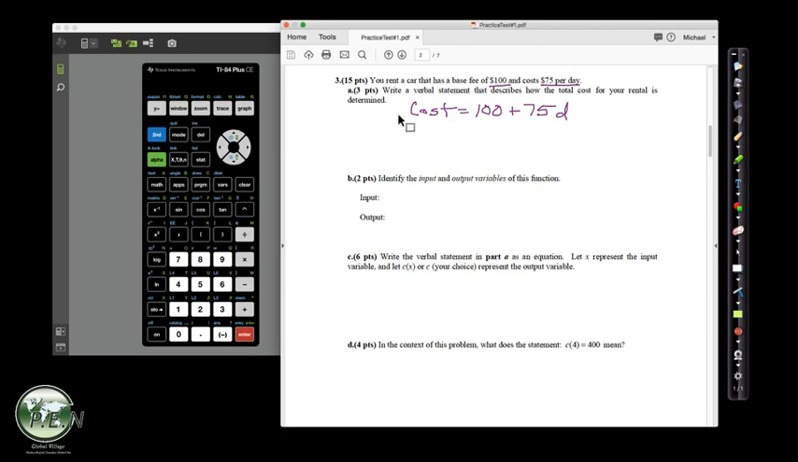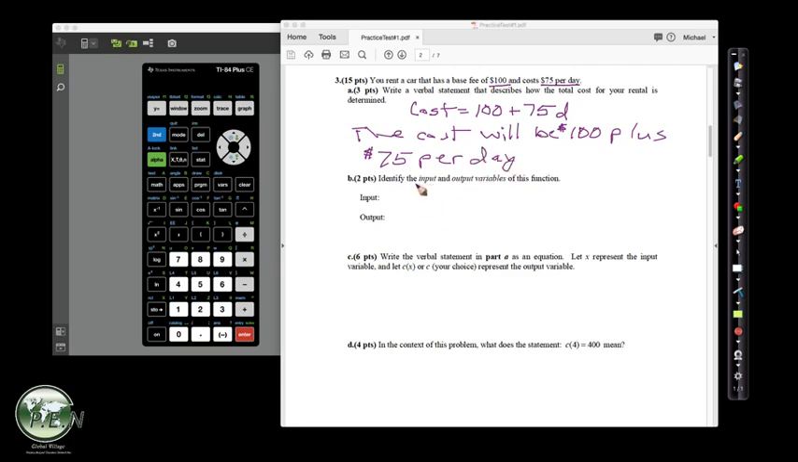Verbal statement is the cost will be $100 plus $75 per day. So notice we really almost just copied down what was already there.